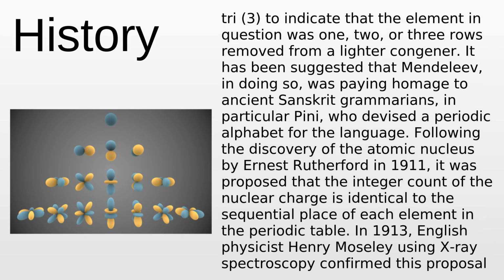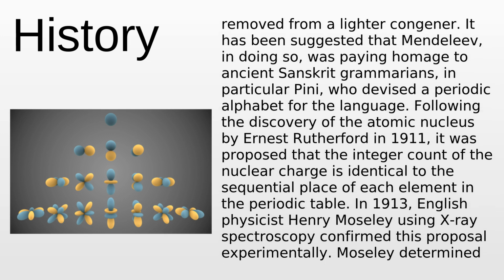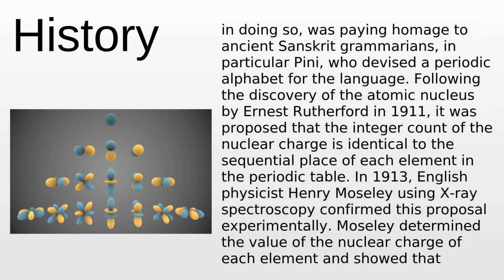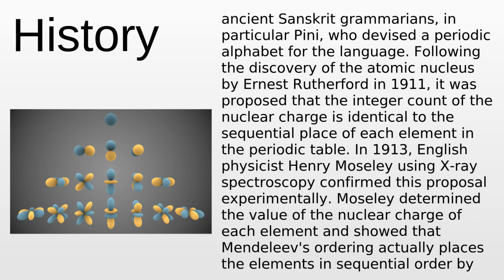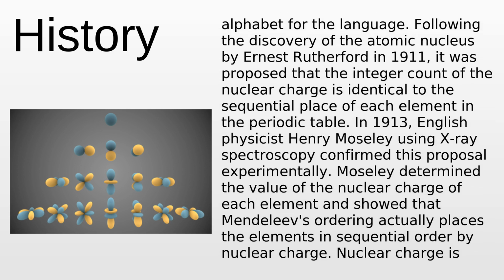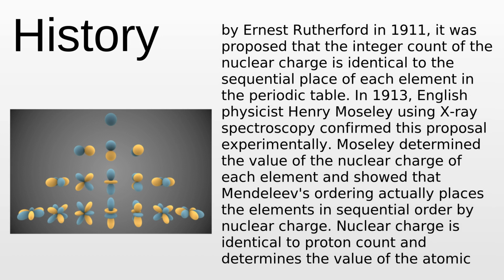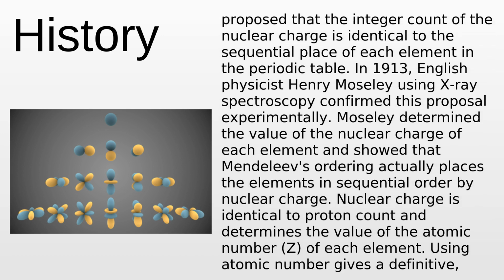It has been suggested that Mendeleev, in doing so, was paying homage to ancient Sanskrit grammarians, in particular Pāṇini, who devised a periodic alphabet for the language. Following the discovery of the atomic nucleus by Ernest Rutherford in 1911, it was proposed that the integer count of the nuclear charge is identical to the sequential place of each element in the periodic table.